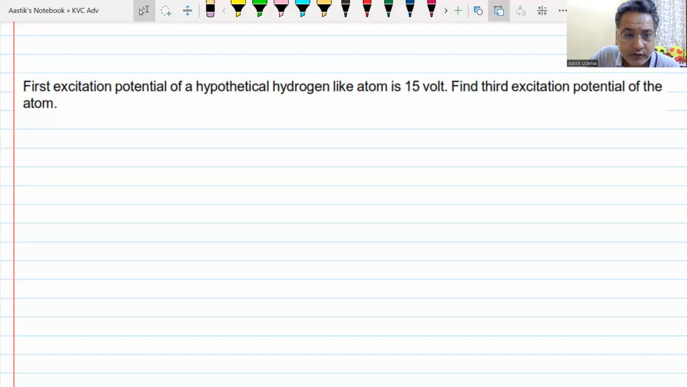Sir, potential needed for the electron to move from ground to first excited state. Ground to first excited state. Do we understand this? Yes, sir. Then what would be the third excitation potential?